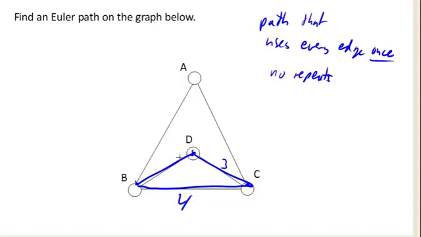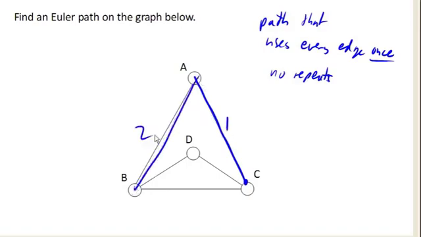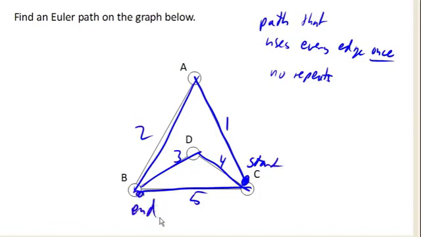So let's try again. Maybe I will start instead over here, and then I could go 1, 2, 3, 4, 5. And notice now I have covered every single edge of the graph without repeating any of them. Notice though I started here and I ended over here, so I have not returned to my starting point. This would be an Euler path.